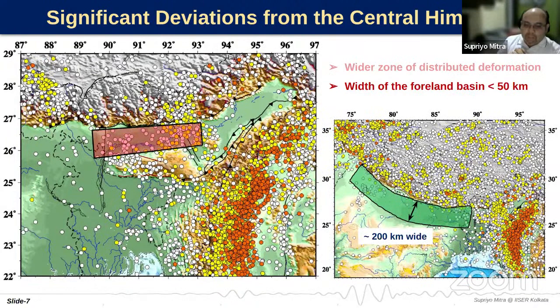If you look at the width of the foreland basin just south of the eastern Himalayas, it is much narrower than what we saw in the central Himalayas. So this is about 50 kilometers as opposed to 200 kilometers. So there's something else that's happening in this region.